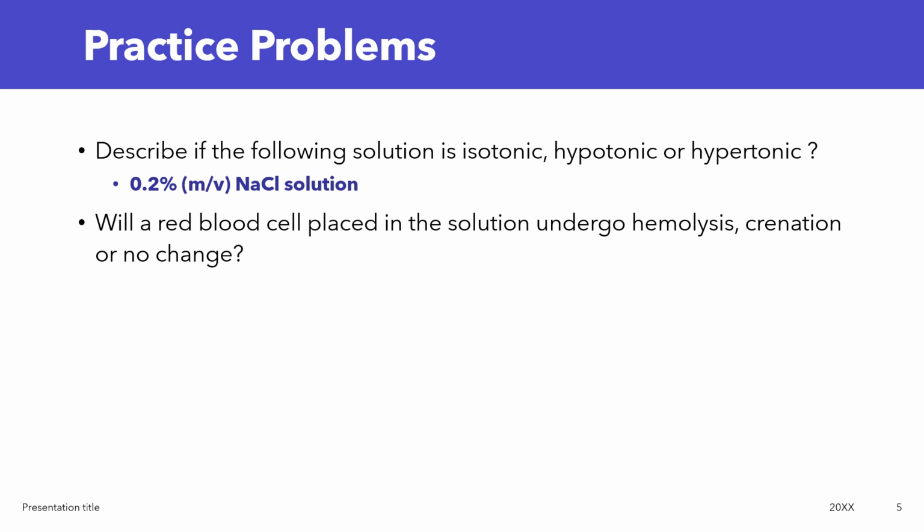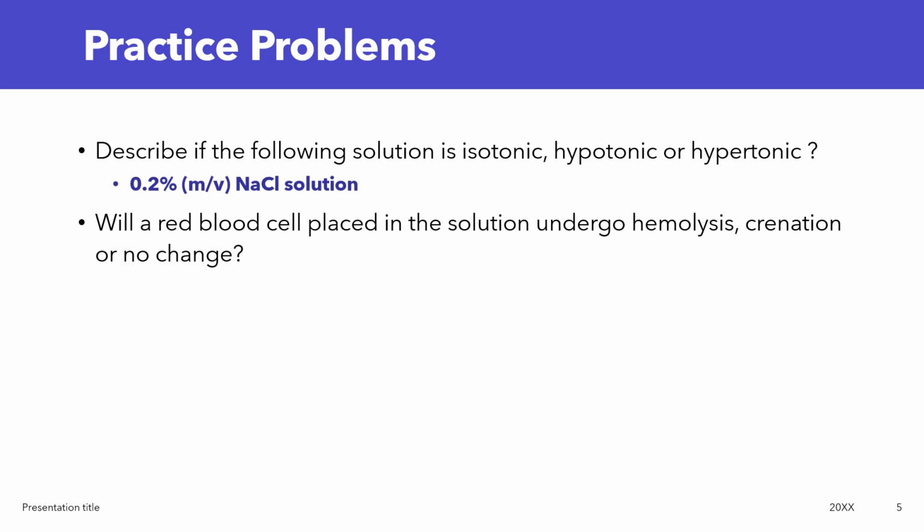If you wrote hypotonic, you are correct. Remember, we said that 0.9% sodium chloride is isotonic. So any lower concentration than that is going to be hypotonic. So 0.2% is lower than 0.9%. So that's going to be a hypotonic solution.